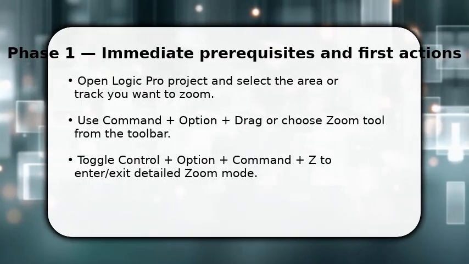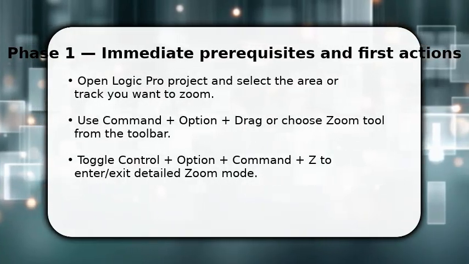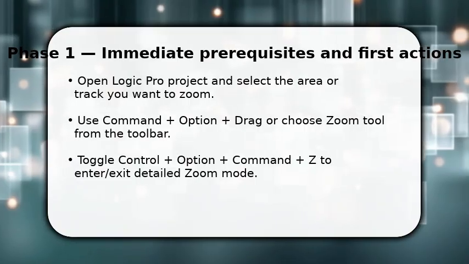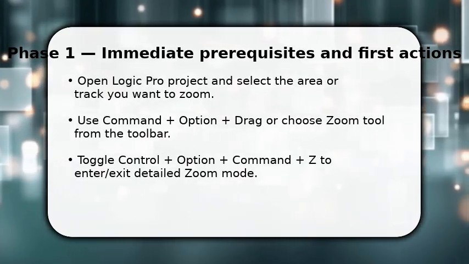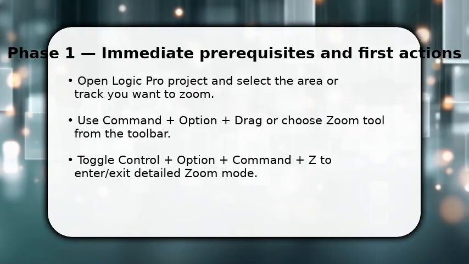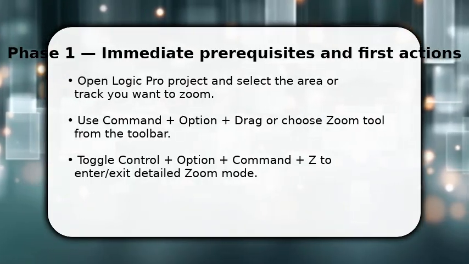First, use Command plus Option and drag in the Arrange view to marquee zoom. This gives precise horizontal and vertical focus. Alternatively, pick the Zoom tool from the toolbar for click-to-zoom control.